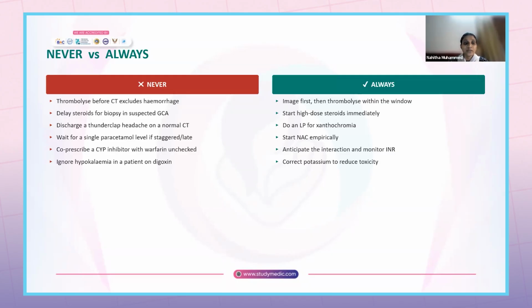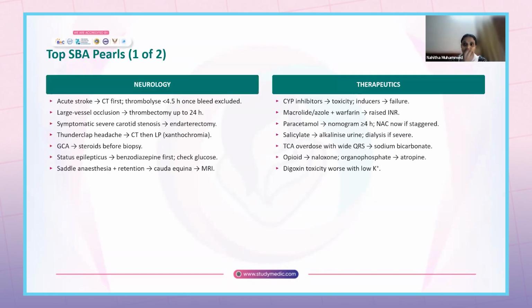Then cytochrome P450 inhibitors with warfarin: we have to anticipate the interaction. Then digoxin: hypokalemia will promote the side effect of digoxin. So these are the important parts in both topics.